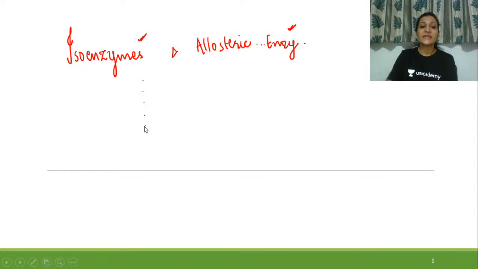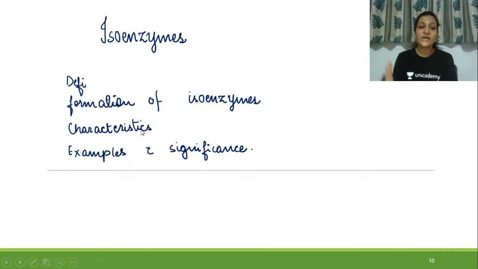So coming directly to the topic of today, that is isoenzymes. First, I'll be telling you about isoenzymes, and then we'll be discussing about allosteric enzymes. So what is isoenzymes? The first thing, what is an isoenzyme? Which thing will be called as isoenzyme? Right? So what is an isoenzyme? They are different forms of same enzymes.